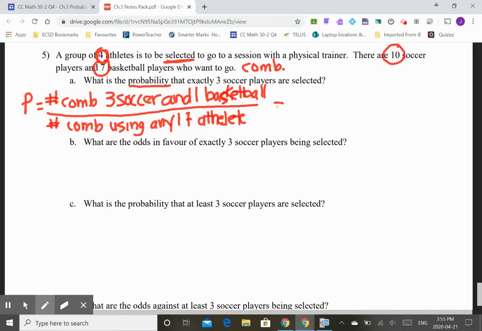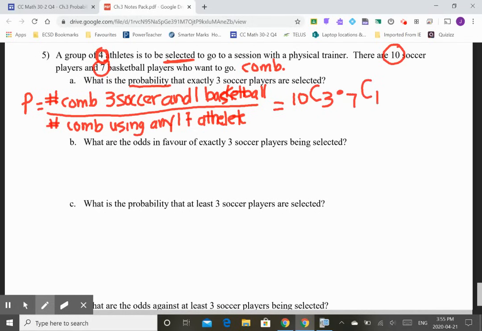Let's have a look at our numerator. The number of combinations of 3 soccer players and 1 basketball player. We have 10 soccer players to choose from. We need to choose 3. 10 choose 3. I see the word and, so I'm going to multiply by, well, we've got 7 basketball players and we need to choose 1.